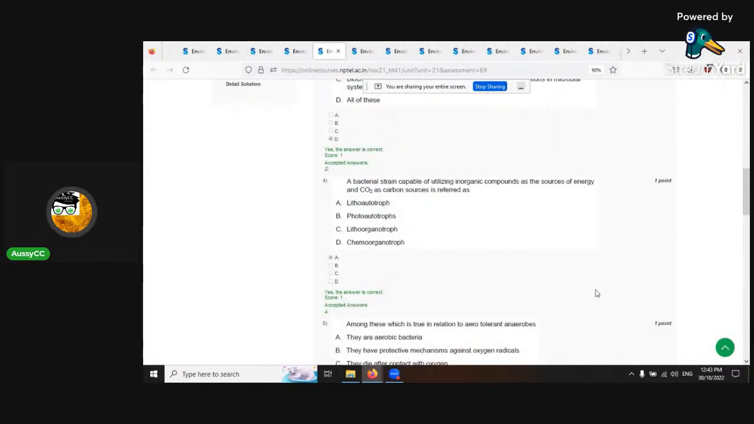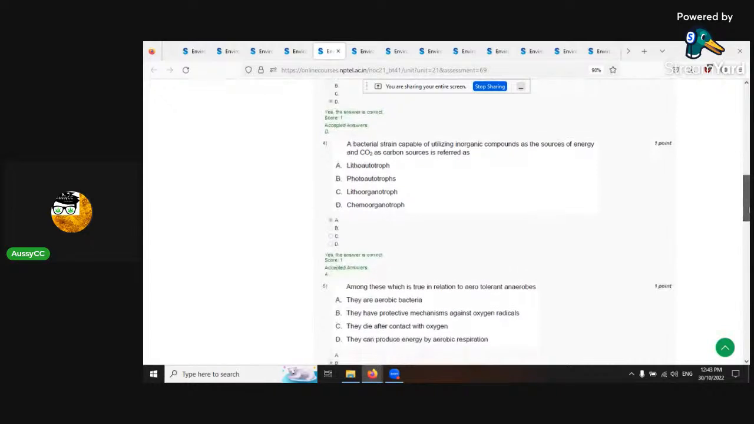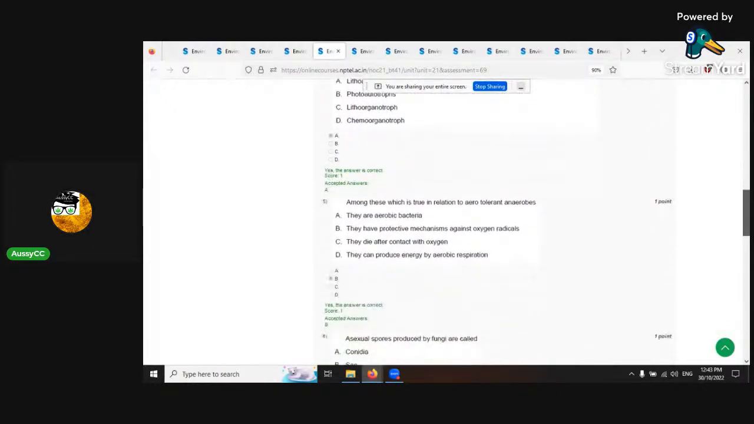Among these, which is true in relation to aerotolerant anaerobes? So they are aerobic. No, they're not. They have protective mechanisms against oxygen radicals. Yes, they do. Well, that's the answer. They die. No, they've got protective agents against the free radicals, and it's pretty cool. Like the SOD, peroxidase.